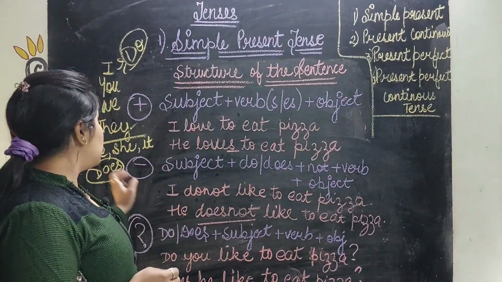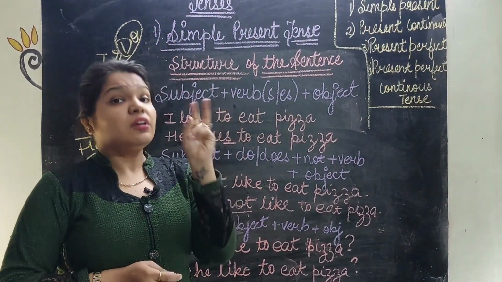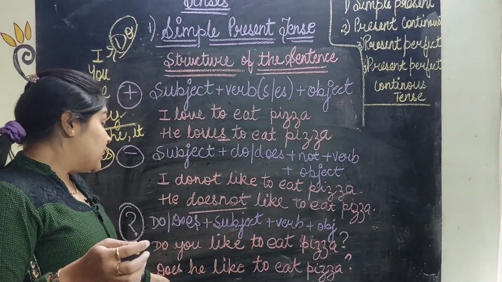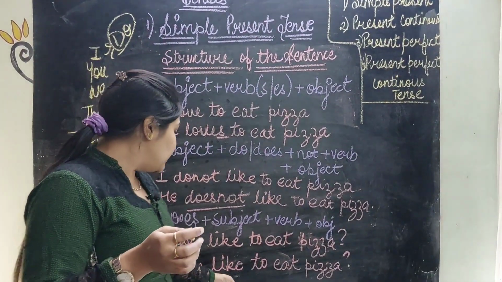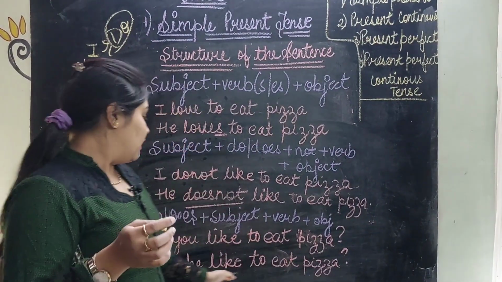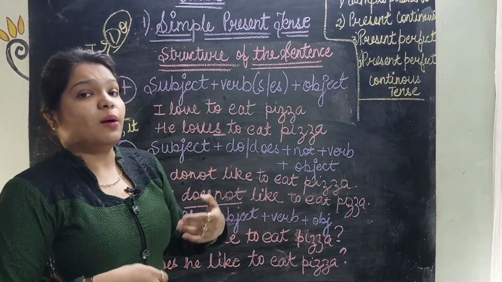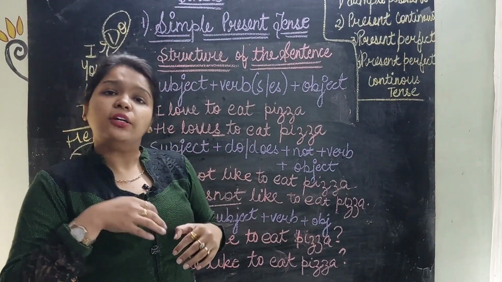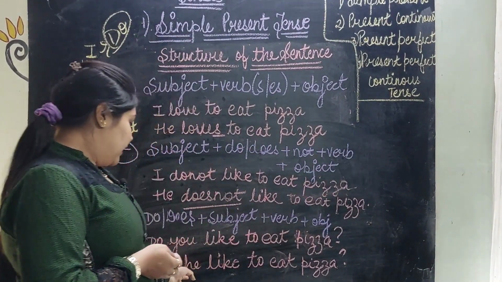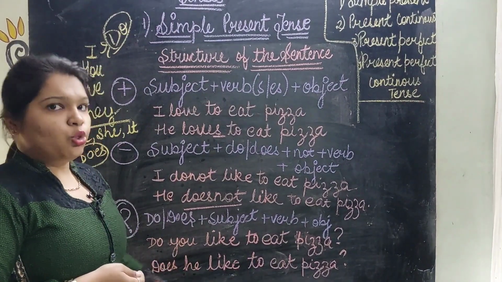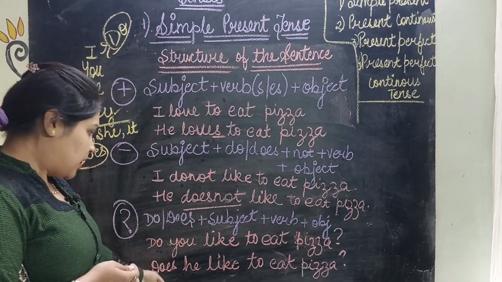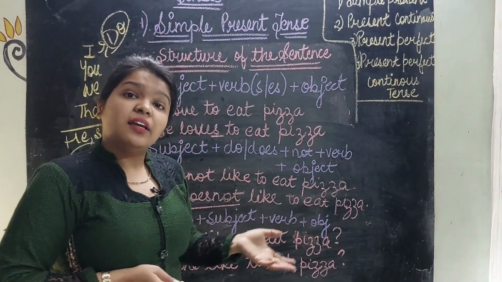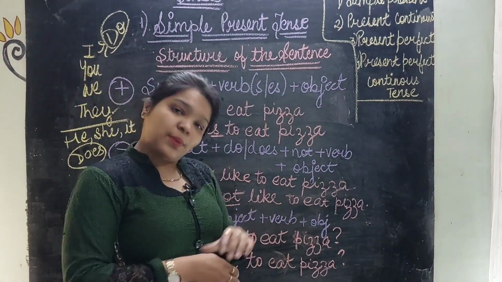If the subject is he, she, it, then we will add does. Does he like to eat pizza? In this, the subject will come after do or does. We know where to use do and we know where to use does. If I am saying he here, then instantly I am using does. Does he like to eat pizza? Does she like to eat pizza?